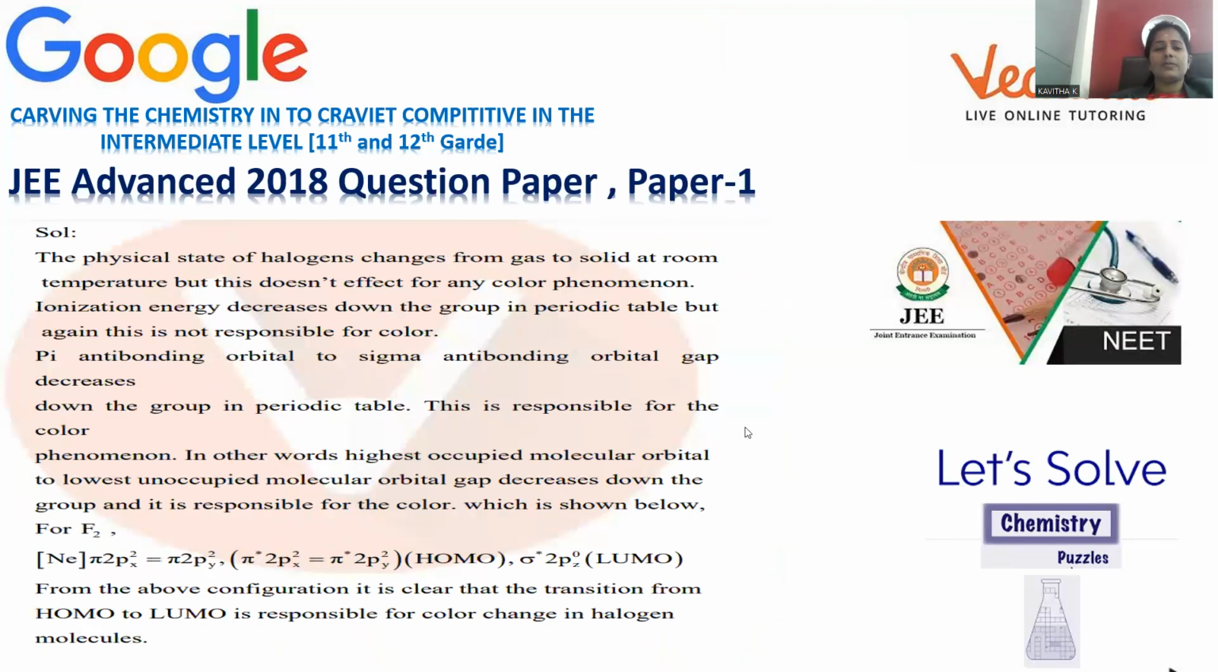Let's see how we can explain. The physical state of halogens changes from gas to solid. Fluorine is a gas, chlorine is a gas, bromine is a brown colored liquid, but iodine is a violet granular solid, so it is correct. But it doesn't show any effect on the color of those elements. Ionization enthalpy gradually decreases down the group. This is a periodic property we can notice, and there is no relation with the color property of the substances.